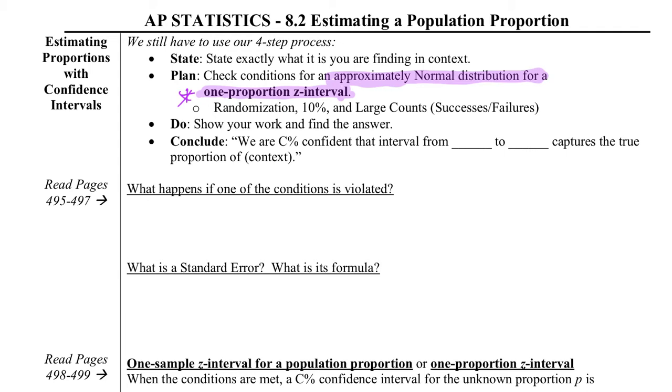The three conditions you already are familiar with. The first one is randomization. The 10% rule is your check for independence, and your large counts would be that n times p must be greater than or equal to 10, and n times q, or n times 1 minus p, must also be greater than or equal to 10. Show all of your work and find the final answer. So that's doing your normal approximation.